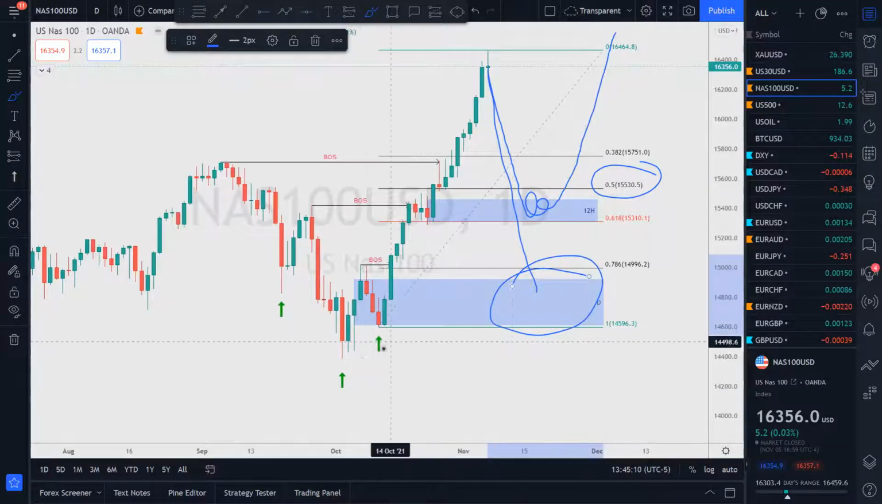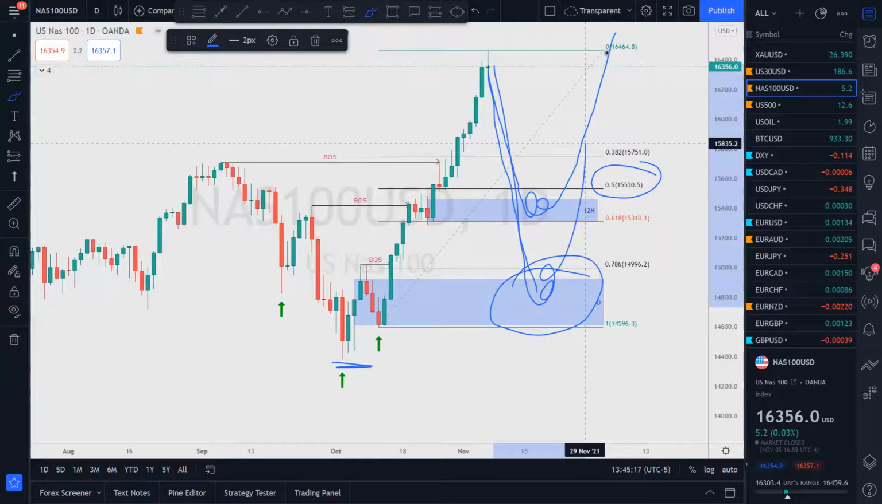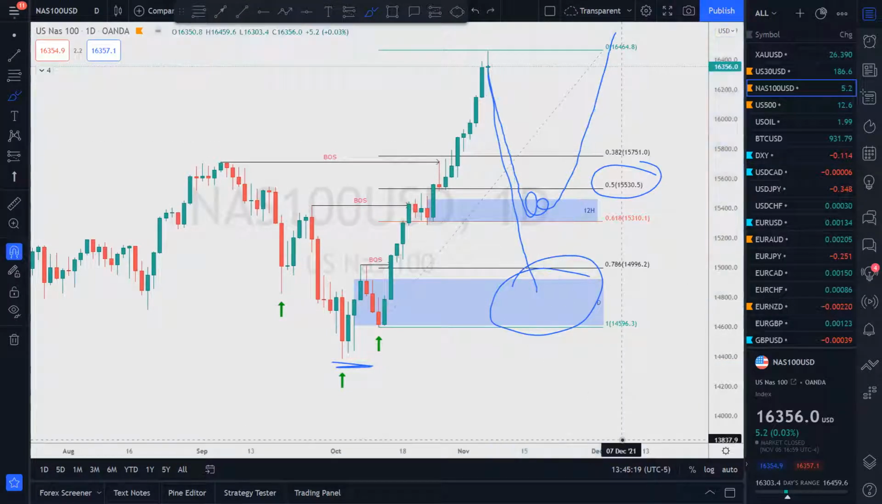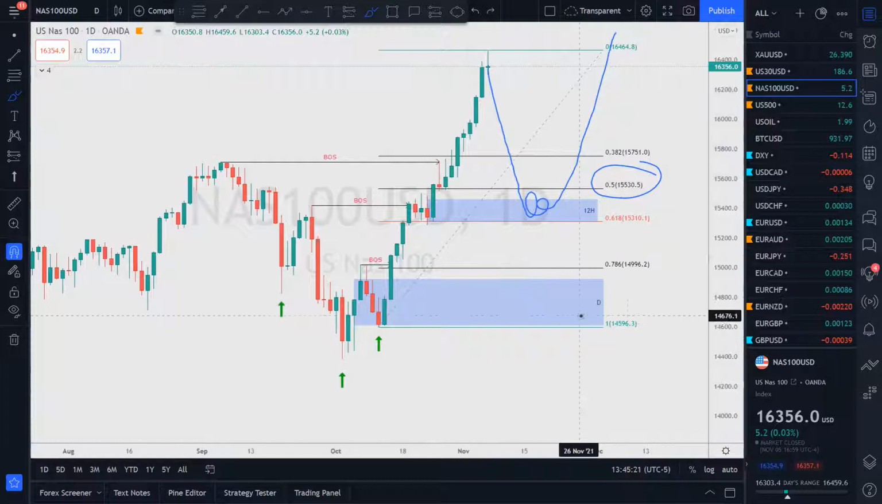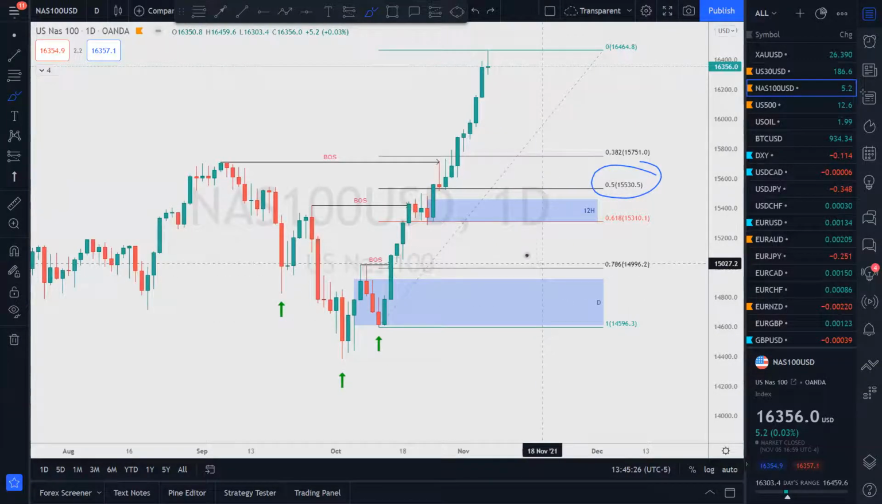As long as price doesn't break this low, we are still bullish. We are still maintaining bullish momentum. This is just a higher low to make a higher high. That's all it is. Bear that in mind. This is all about structure. And we've got to find out what is the intent of price.